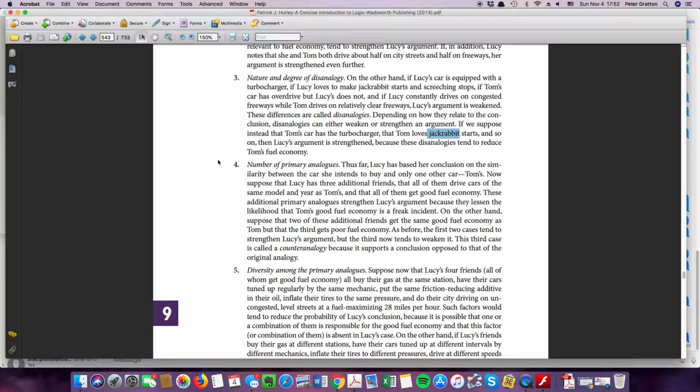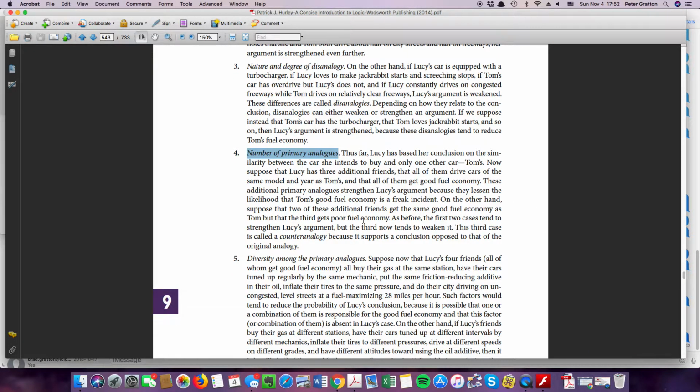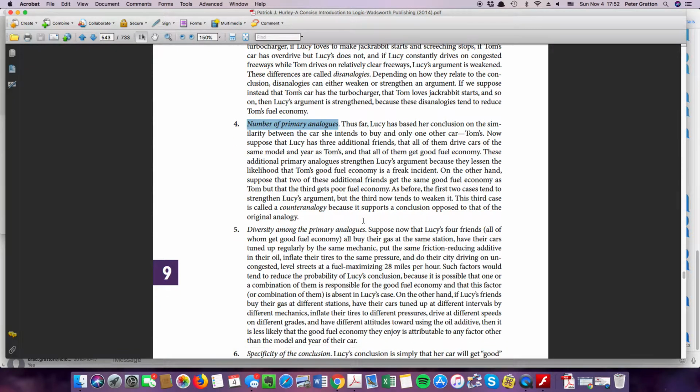In any event, the number of primary analogs. So the primary analogs are what you're comparing from. That's Tom's car. Now, it could be Tom's car, and she could also be talking about other people with Chevys, and those would be other primary analogs. The secondary analog is her new car. She wants to buy a new Chevrolet.